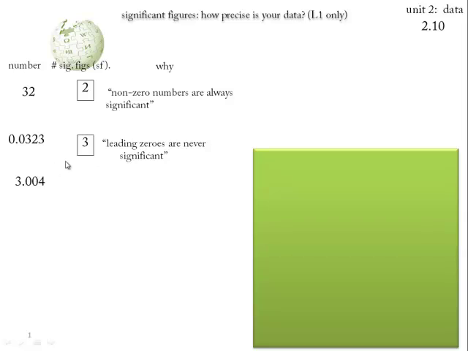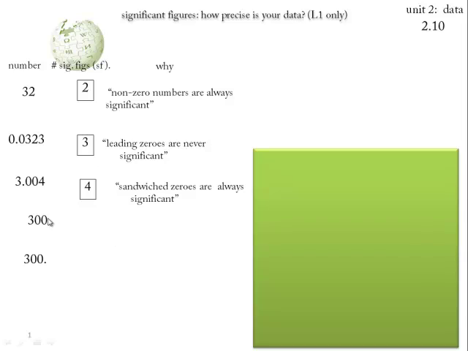Here's some middle zeros. Are they significant? Always. This is said to have 4 significant figures. We've got to say 3.004 times 10 to the, well, times 10 to the 0 in this case, but it has 4 significant figures. Sandwich zeros are always significant.